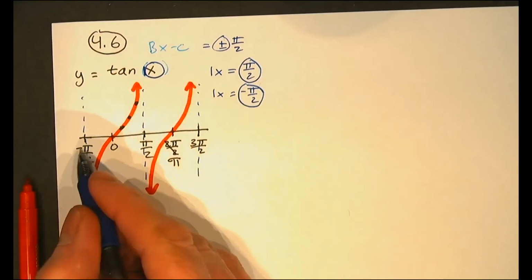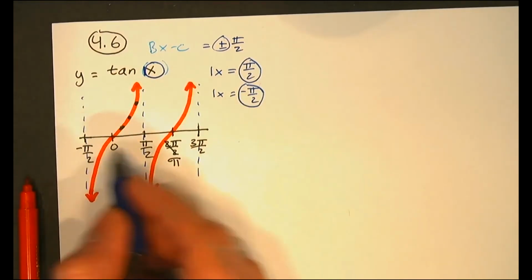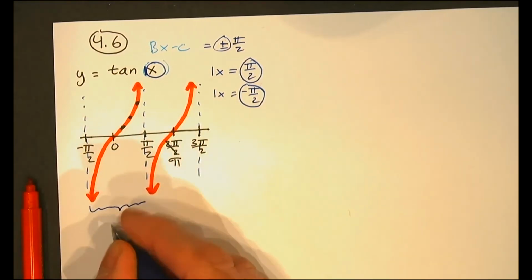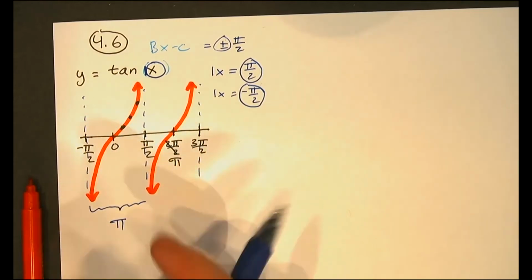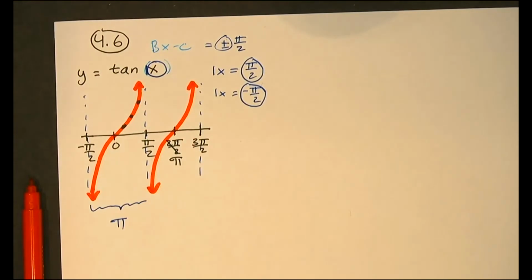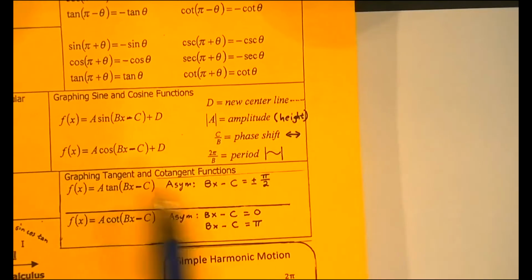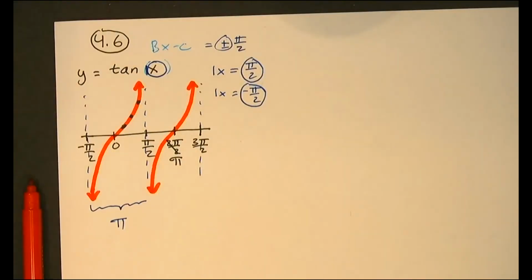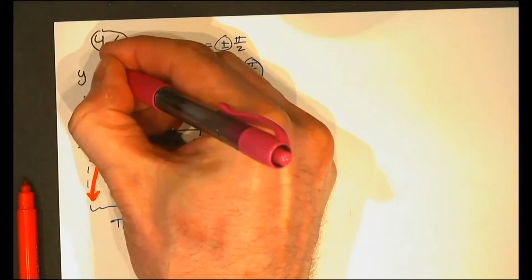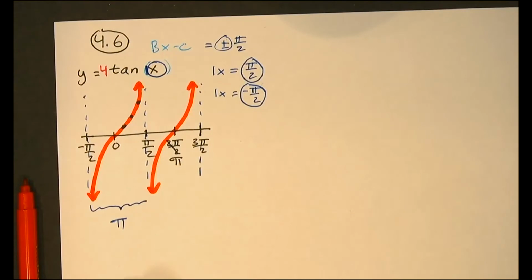So remember, this is one period. Actually, this whole length is a total length of pi. Pi over 2 minus negative pi over 2. The whole period's pi. But all you gotta do is just find the asymptotes, do this, bx minus c, whatever's in here, put plus or minus pi over 2, that finds the 2. If somebody throws something in front of this problem like a 4 for the amplitude, don't worry about it.